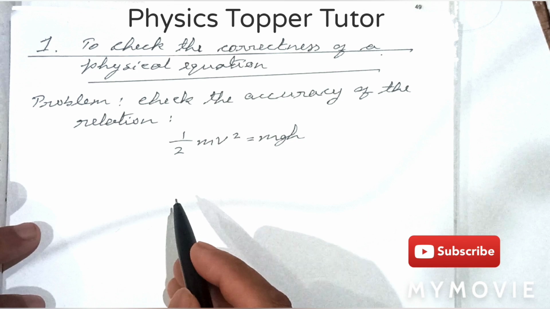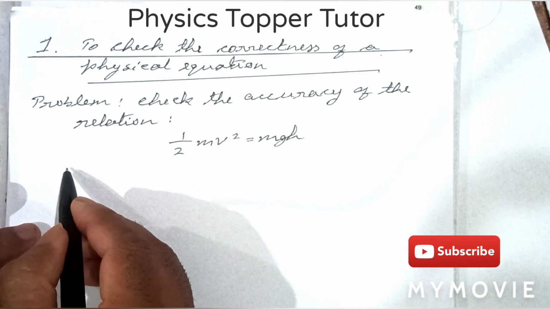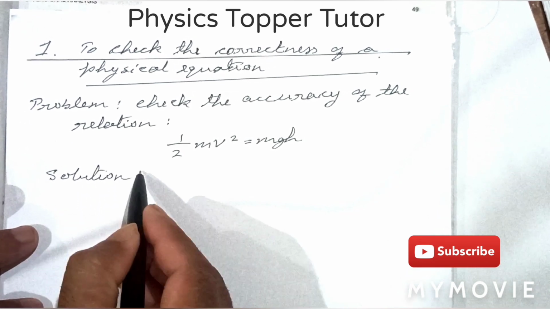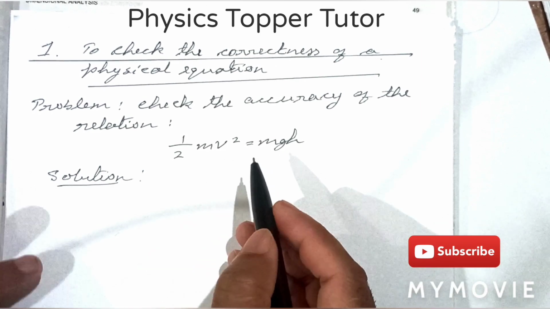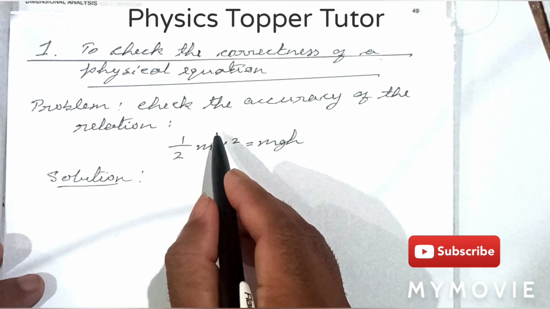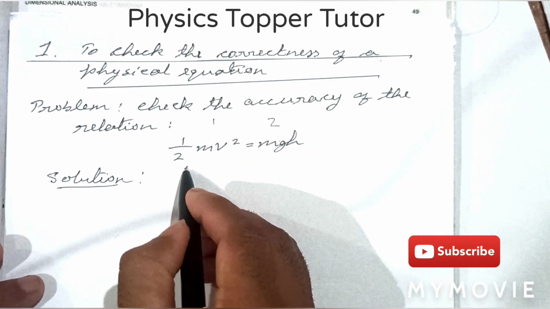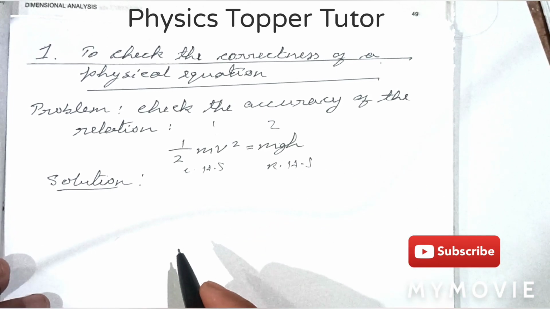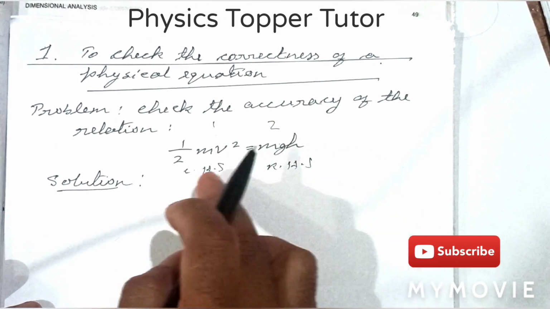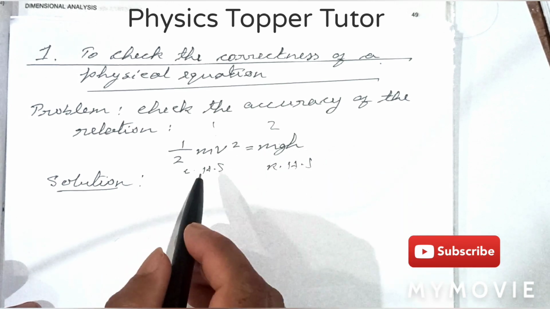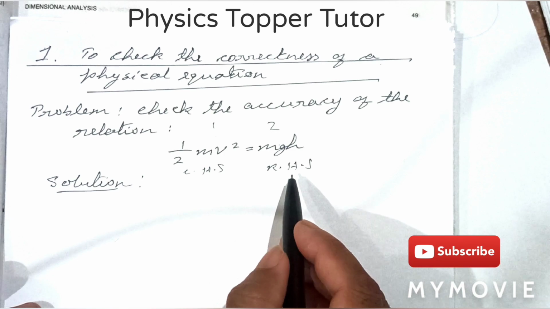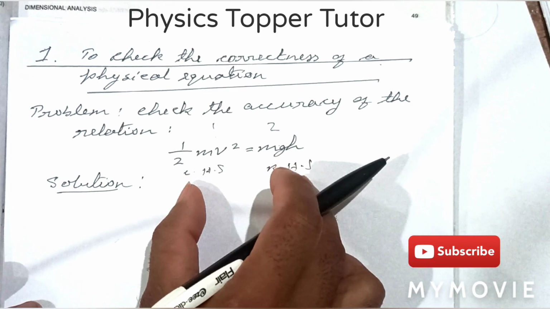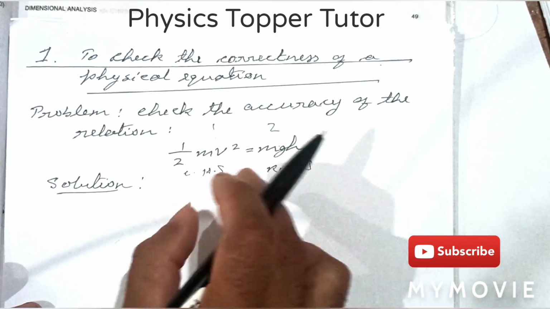Okay, so first we shall write the solution. We have two terms: this is the left hand side and this is the right hand side. In order to find out whether they are correct or not, we shall do the left hand side first and then find out the dimensional formula for the right hand side. Then if they are the same, if they are equal, that means this equation is correct.